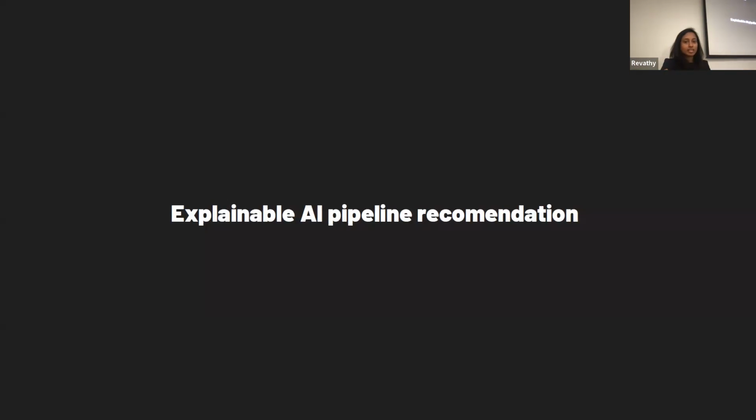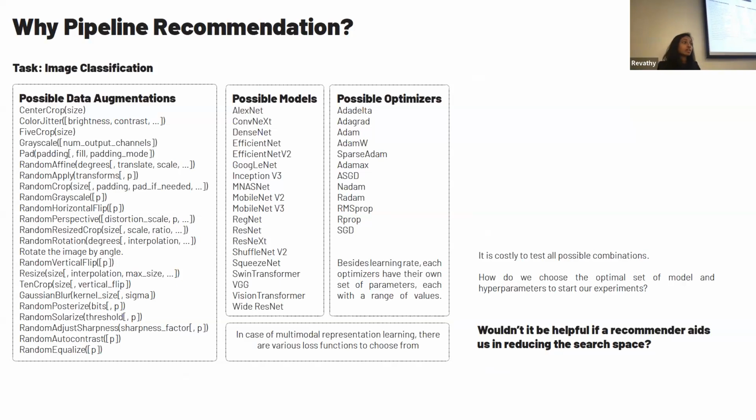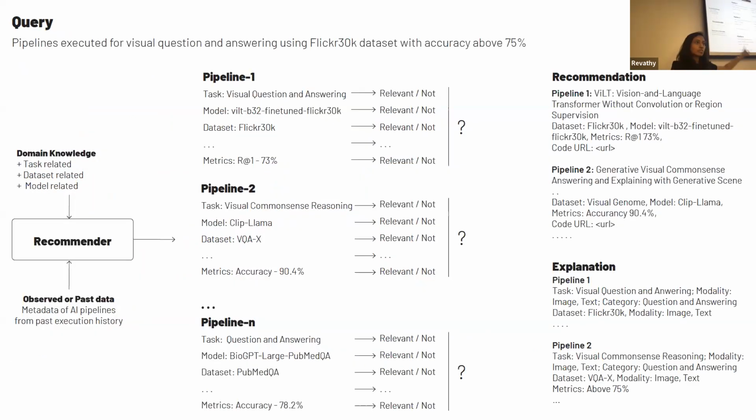Now that brings us to the next domain, explainable AI pipeline recommendation. So why do we need explainable AI pipeline recommendation? For the simple task of image classification, there are several possible combinations to try to find the optimal model. It is costly to test all possible combinations. Wouldn't it be helpful if a recommender says that these combinations work and this was the metric that was obtained before? So this is what we are trying to do in our recommendation work, just to recap.